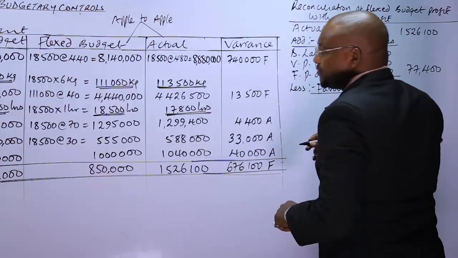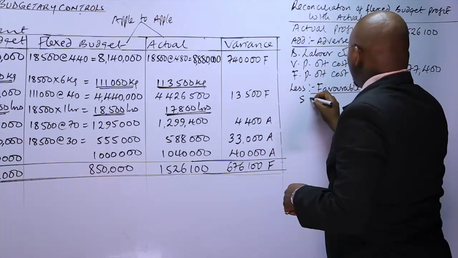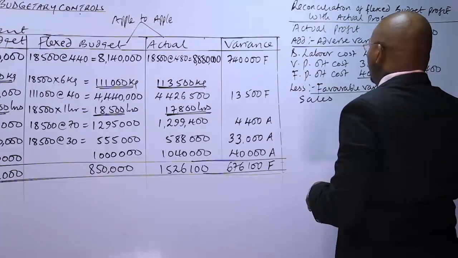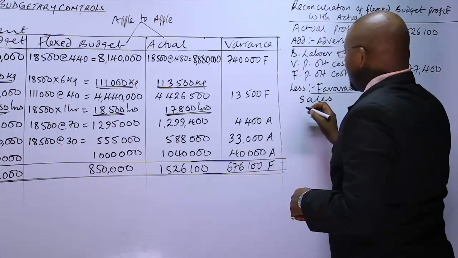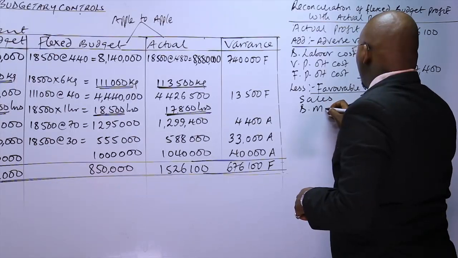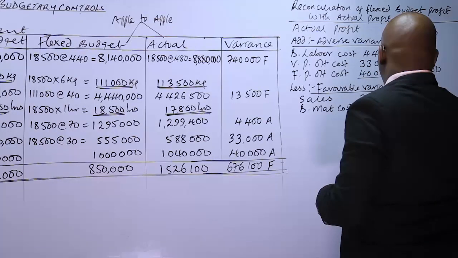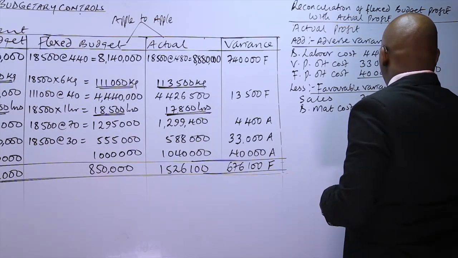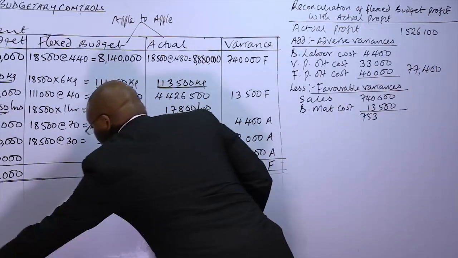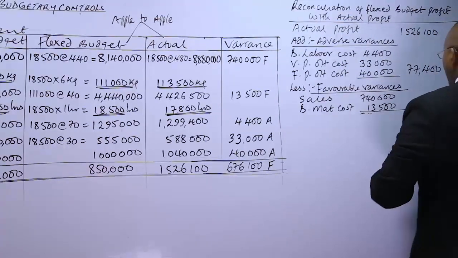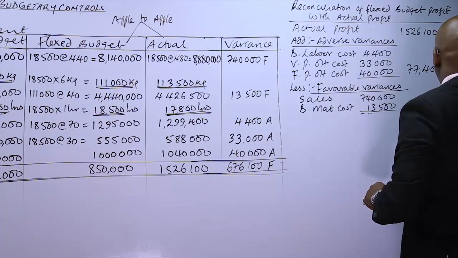So how much do we have? This is the sales, which is 740,000, and the other one is direct material cost, which is 13,500. That when you add this, we get 753,500. This we are subtracting.